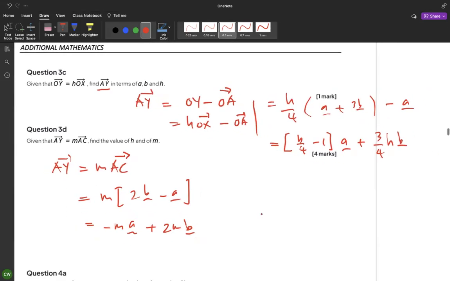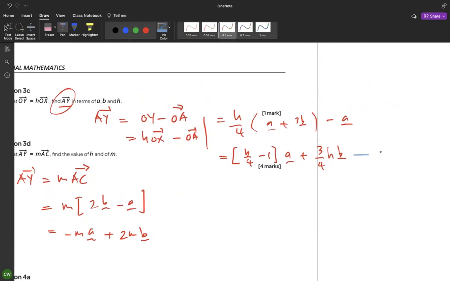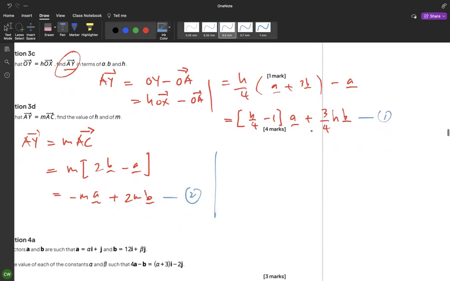Why we need to do like that? Because we need to compare. Because here got AY, this is another AY. So these two are equivalent vectors. If these two are the same, the coefficients need to be the same. That means you can see that this number, the minus m, is going to be h over 4 minus 1. Is it correct? Compare the coefficients. So means the m can be, the m will be what? This one negative become positive, the positive become negative. You okay?